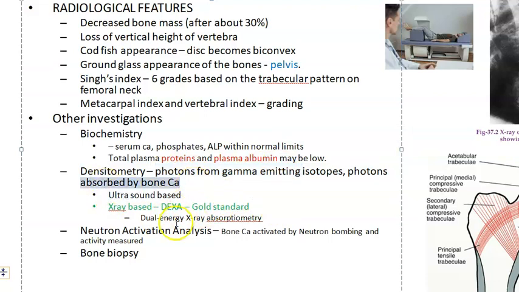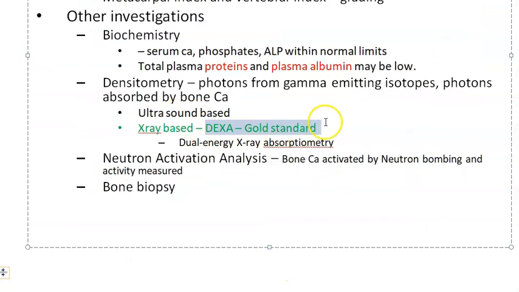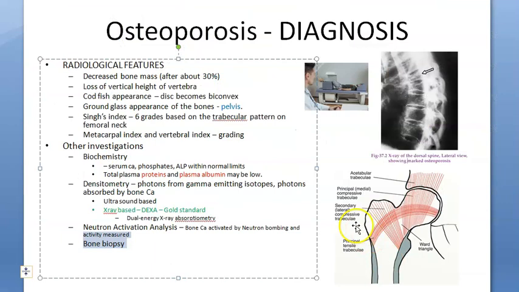Densitometry you can do, that is by photons from gamma emitting isotopes. These photons are absorbed by the bone calcium. This densitometry can be ultrasound based or X-ray based. That is, you can do a DEXA scan. This is the gold standard for densitometry. This is nothing but dual energy X-ray absorptiometry. You can also do neutron activation analysis, where you're asking the bone calcium to get activated by neutrons which are being bombarded, and you will measure the activity. Then bone biopsy also you can do. So these are the investigations.